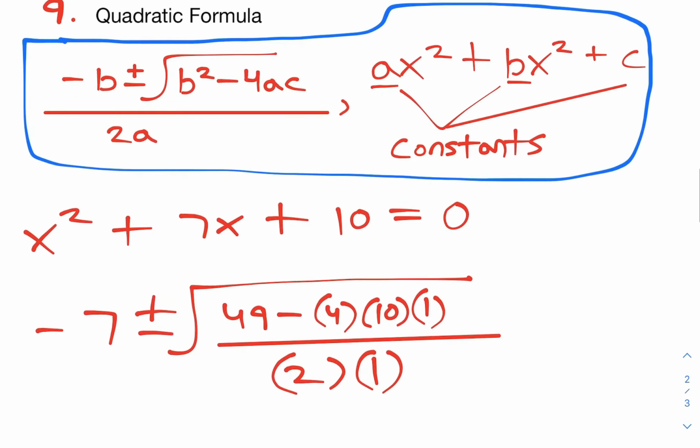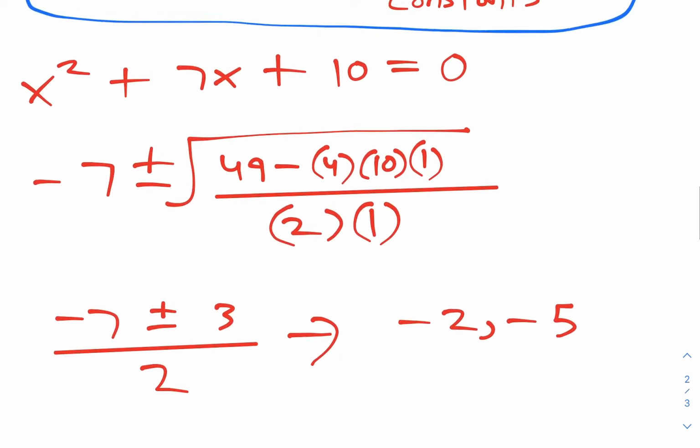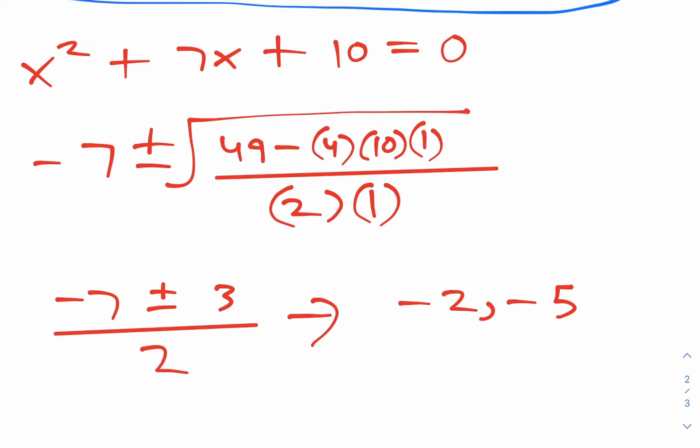And so if I have the equation x squared plus 7x plus 10, in this equation, a is 1, because that's just the coefficient in front of x squared, b is 7, and c is 10, as we can see it's in the form above. And so if we actually go ahead and solve this, we'll see negative 7 plus or minus the square root of 49 minus 4 times 10 times 1 over 2 times 1. Simplifying this, you get negative 7 plus or minus 3 over 2.